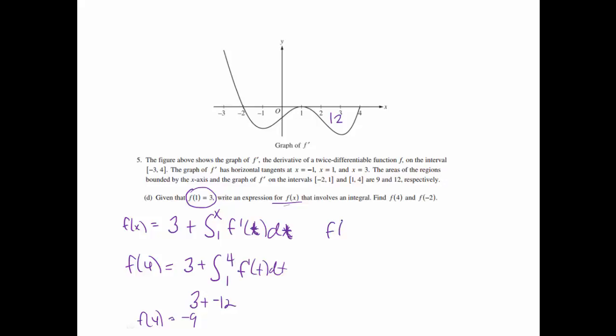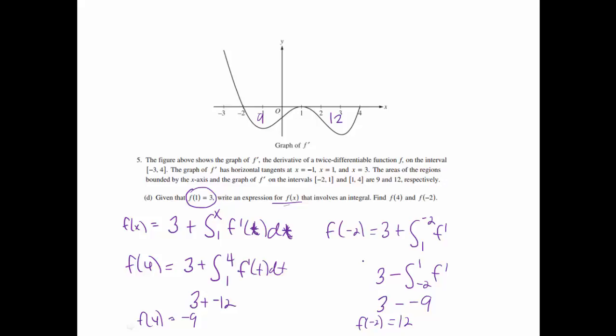And then to get f of negative 2, it's going to be 3 plus the integral from 1 to negative 2 of f prime. Well, remember, we can't do that, so it's really going to be 3 minus the integral from negative 2 to 1 of f prime. They told us that was 9, but again, that's below the x-axis, so that will be a negative 9, so it's going to be 3 minus negative 9. So f of negative 2 will equal 12.